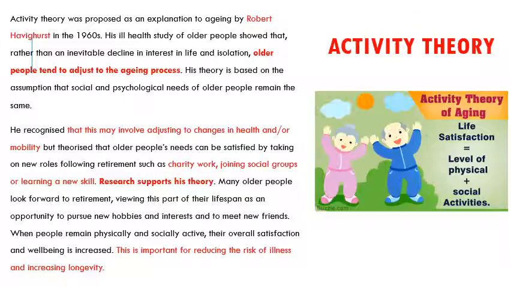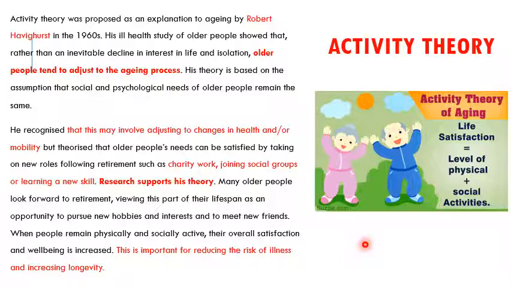Then we've got the activity theory. The activity theory was proposed by Robert Havighurst in the 1960s, so again, both quite similar in time, and his theory is based on the assumption that the social and psychological needs of older people remain the same. You've probably heard a lot of older people saying they feel younger than the actual age that they are, and what Havighurst wanted to do was to make sure that their life didn't decline, that they didn't isolate themselves. He recognised that this may involve adjusting to changes in health or mobility, but people need to be satisfied by taking on new roles from retirement. So joining social groups, learning new skills, taking part in charities, etc.